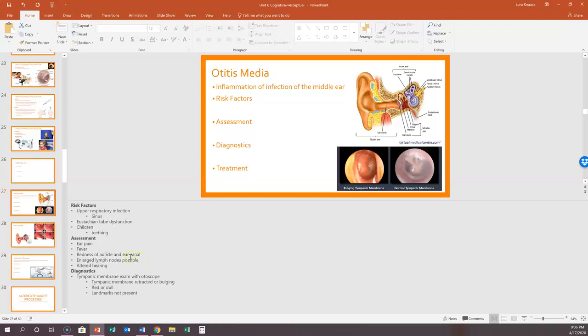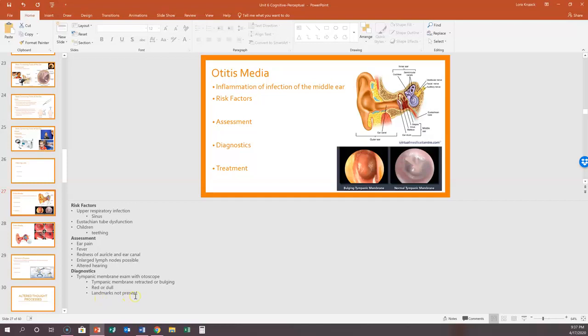And then if you do an otic exam, they're going to have redness of the auricle and the ear canal inside. They'll possibly have enlarged lymph nodes around the chin area and the neck. And then altered hearing, because that inflammation isn't allowing the tympanic membrane to function as well as it's supposed to. If there's a buildup of fluid, you can see here a bulging tympanic membrane. It's not the same as over here. You can see it's very red, especially around the outside. So that's a very infected, very inflamed tympanic membrane.